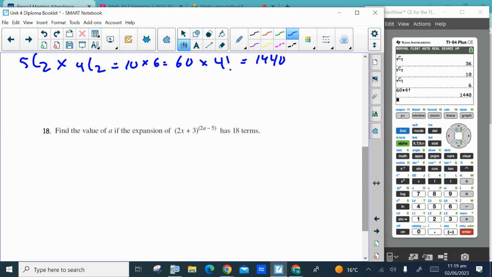Number 18, find the value of a if that has 18 terms. So remember that we saw that the number of terms is always 1 more than n. So n is always 1 less than the number of terms. If this has 18 terms, n has to equal 17. So the exponent has to equal 17. So 2a will equal 22, and a will equal 11.